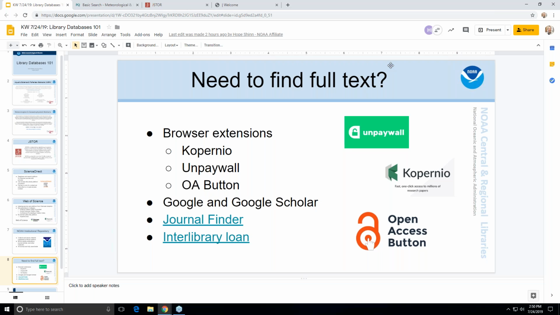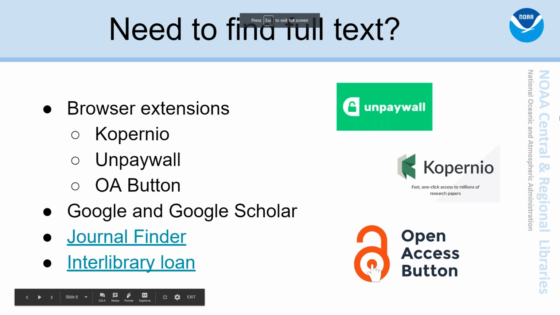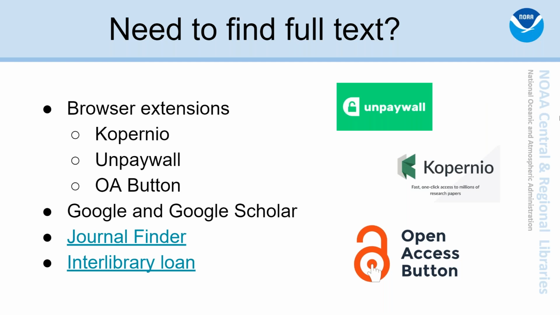All right, last slide. So we showed you a lot of things where you might not be able to find the full text. What happens when you do those searches and you can't find full text? Here in the library, we use 3 browser extensions that will help you find open access articles: Copernio, Unpaywall, and NOAA button. I did mention Copernio with Web of Science because it is owned by Clarivate Analytics and it's integrated within Web of Science. So if you have the browser extension, it will show up in Web of Science whenever you go into a specific article.